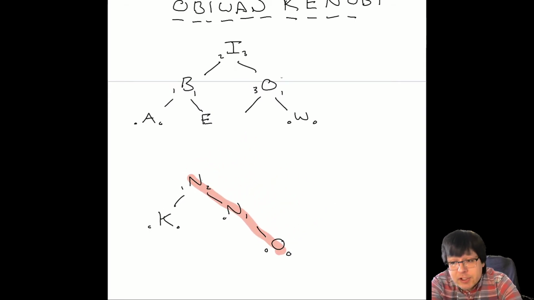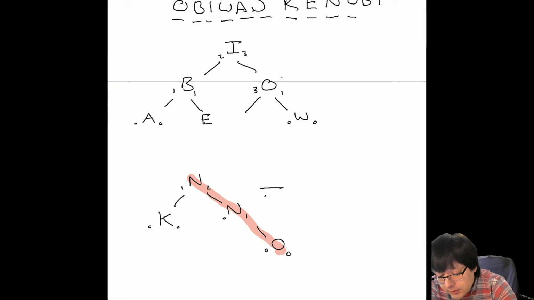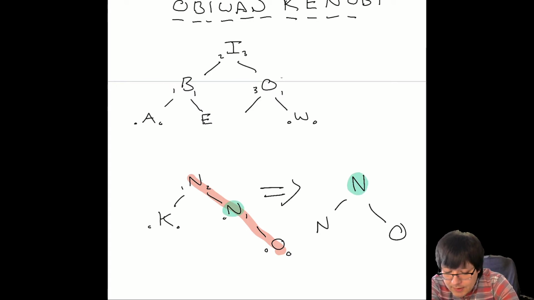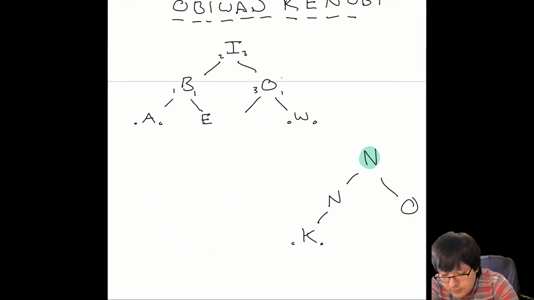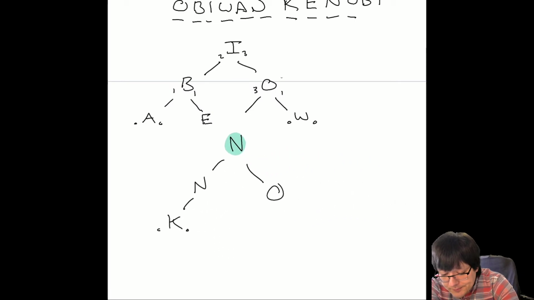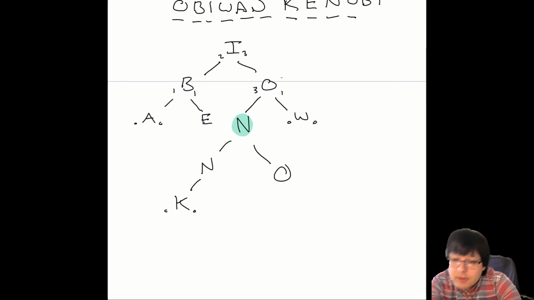And K is just going to be a child. So what this is going to end up looking like is going to be like this. N, and then O here. And just so we clarify which N is what, this N is this N. And so because of that, the other end still has its child. So let's go ahead and put the child there, like that. So when we do that, we put it back in here as it was.